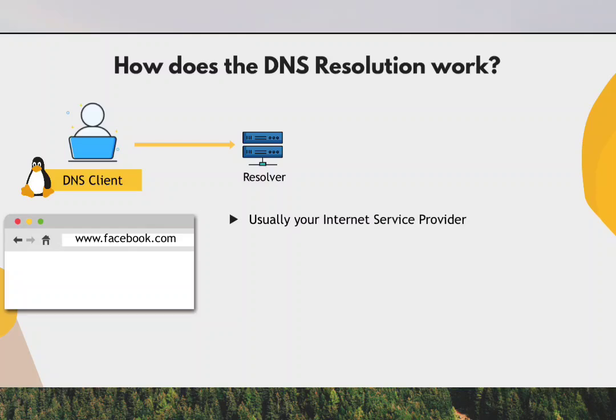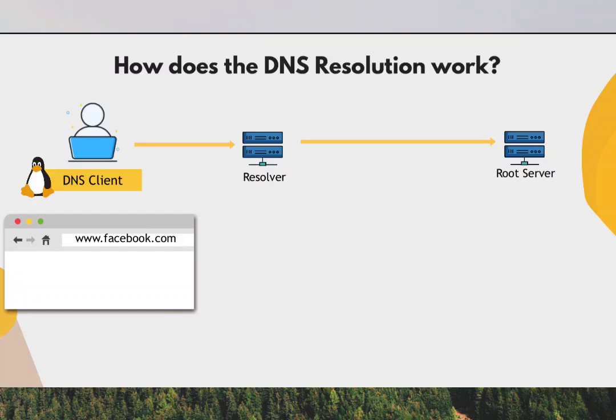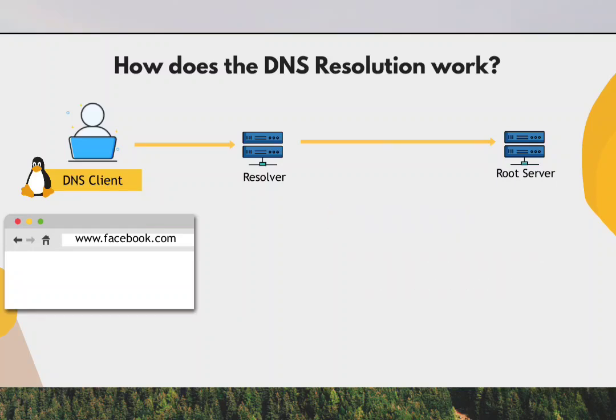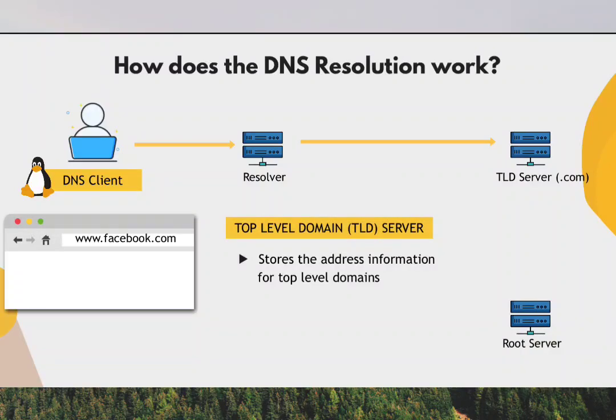And your recursive name server might have the IP address already stored, but if it doesn't, it will go to one of the 13 root servers, which manage requests for top-level domains. These root servers are redundantly available all over the world so that you get your response quickly. The root server will then look at the address and see .com, and it sends a response back to the resolver saying, I don't know what the address of facebook.com is, but here's the address of the .com domain server, which you can ask.